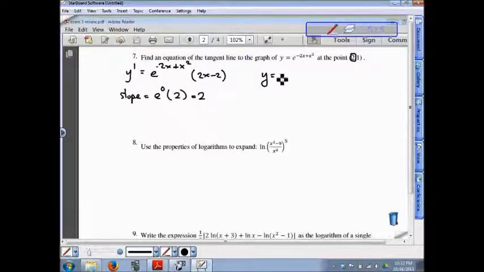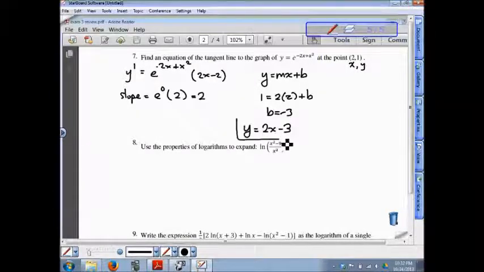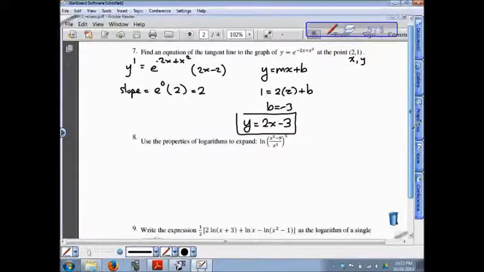So the slope of the tangent line is going to be 2. Now our equation needs to be of the form y equals mx plus b. The slope goes in place of m. Okay, and now we can use this point as an x and a y value. So 1 equals 2 times 2 plus b. 2 times 2 is 4. Subtract 4 on both sides and we get b is equal to negative 3. So the equation is y equals 2x minus 3. It's the equation of the tangent line.